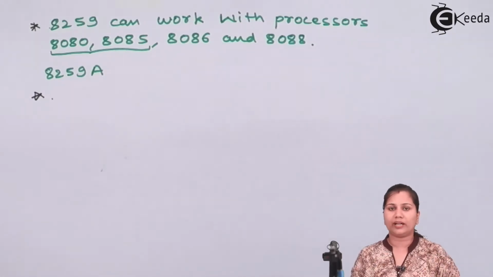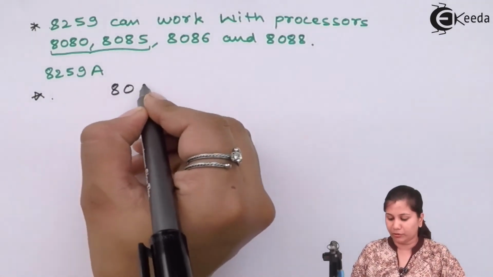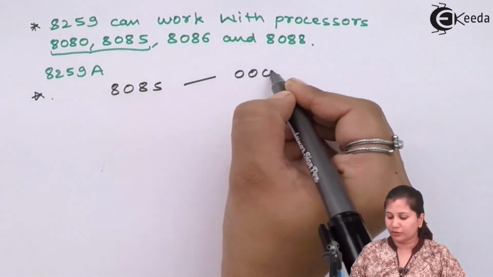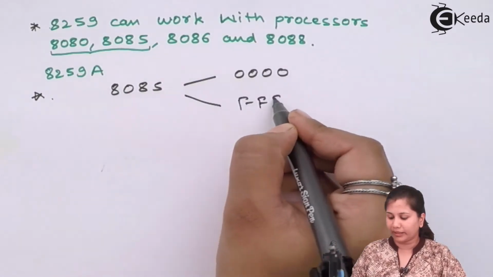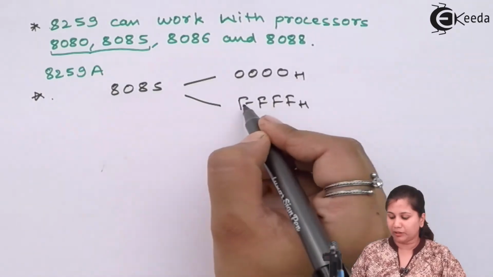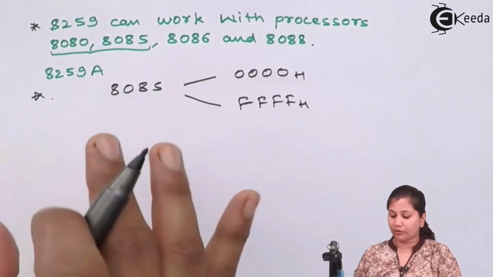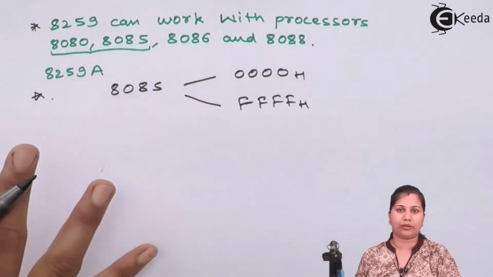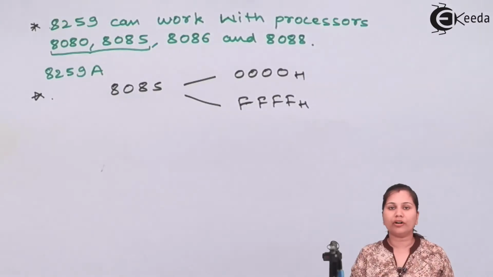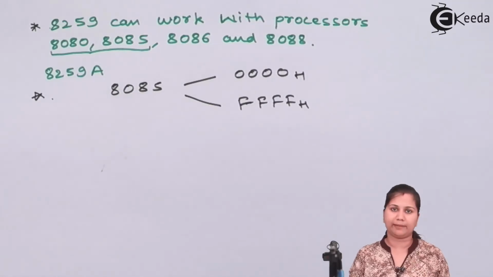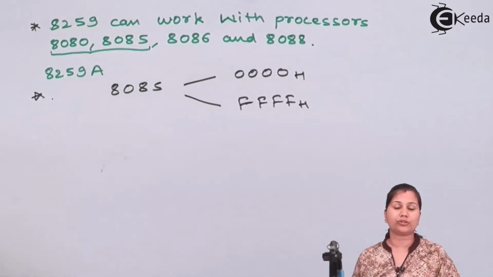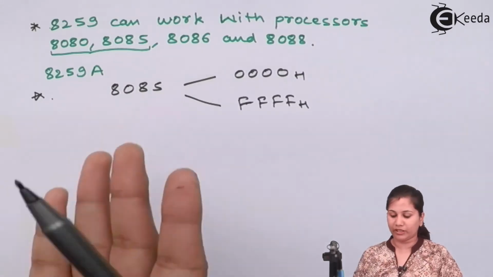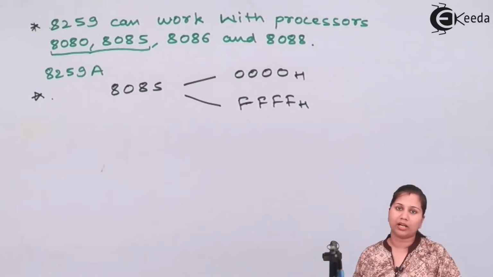Okay, for 8085, suppose we have the memory locations from 0000 to FFFF. This is the complete memory of 8085. Now this 8259 can place the interrupt request, or write the interrupt service routine, at any of these memory locations. But for TRAP and RST 7.5, the service routines are written on the same page. So that is the speciality of this 8259 programmable interrupt controller.